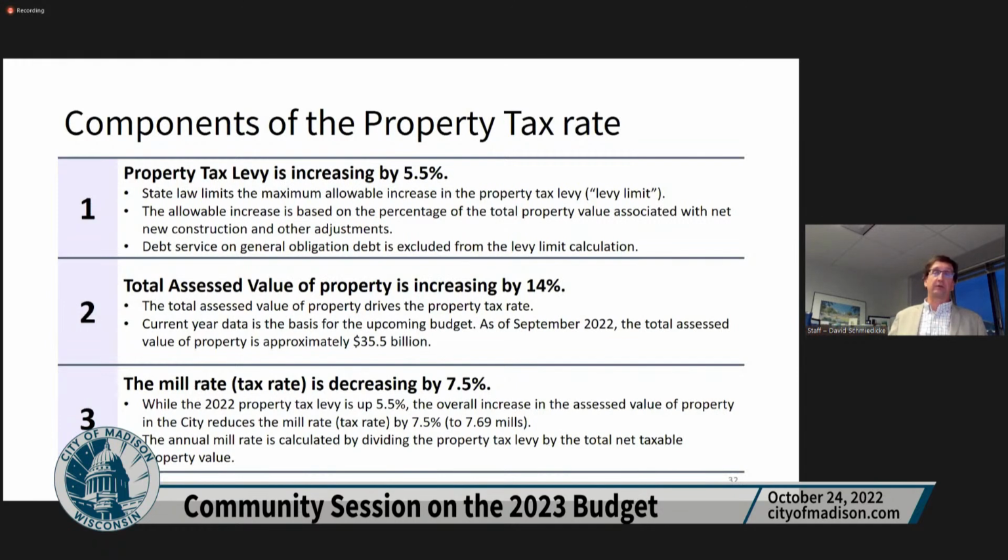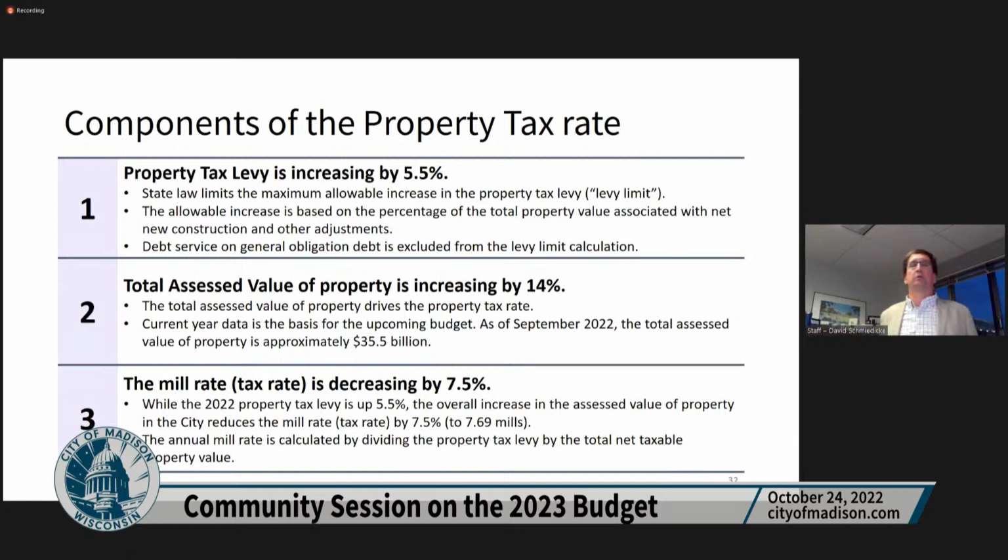The assessed value in the city is increasing pretty dramatically, about 14%. And so that obviously will drive the rate down. We have an assessed value of about $35.5 billion. That number will be finalized in the next few weeks through the work of the city assessor's office. It also includes that portion of the town of Madison, which will no longer exist a week from today.